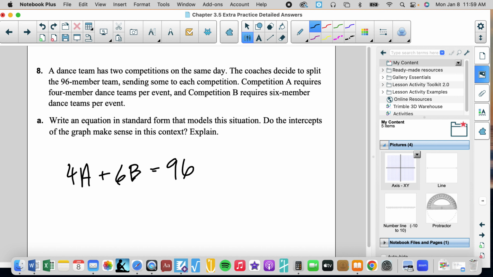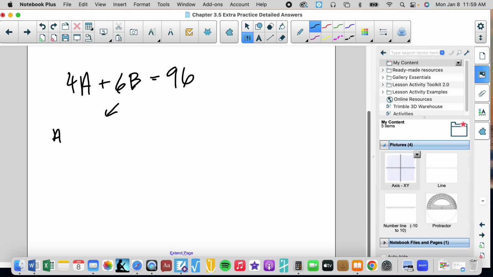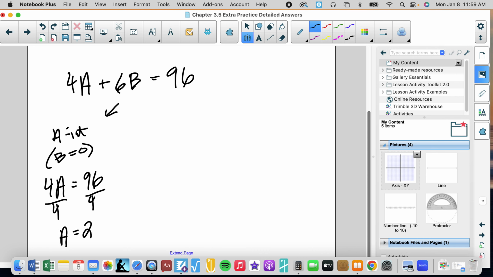If I find the A intercept, I'm going to plug in 0 for B. So that leaves me with 4A equals 96. Divide by 4, divide by 4, and we get A equals 24. So that's going to be my A intercept. So I would have 24 groups going to the A competition, and since each group in the A competition consists of 4 members, 24 times 4 gives me 96, and there would be 0 members going to the B competition because there wouldn't be anybody left.